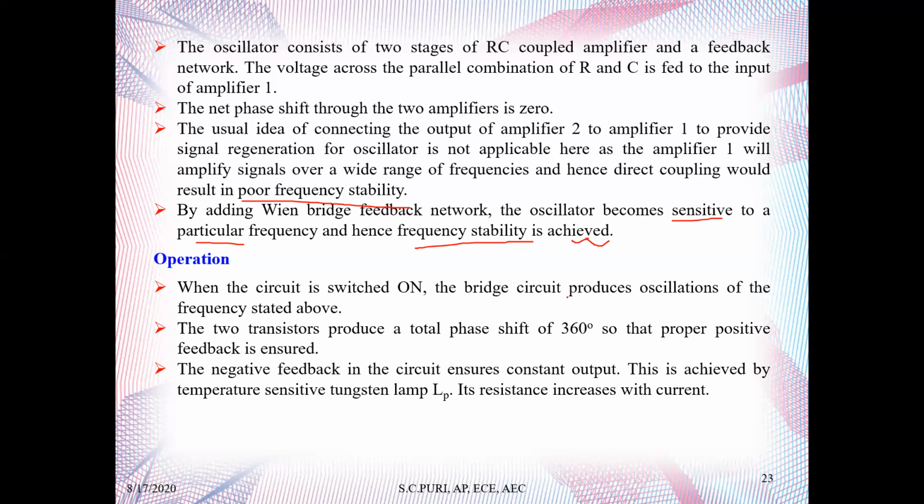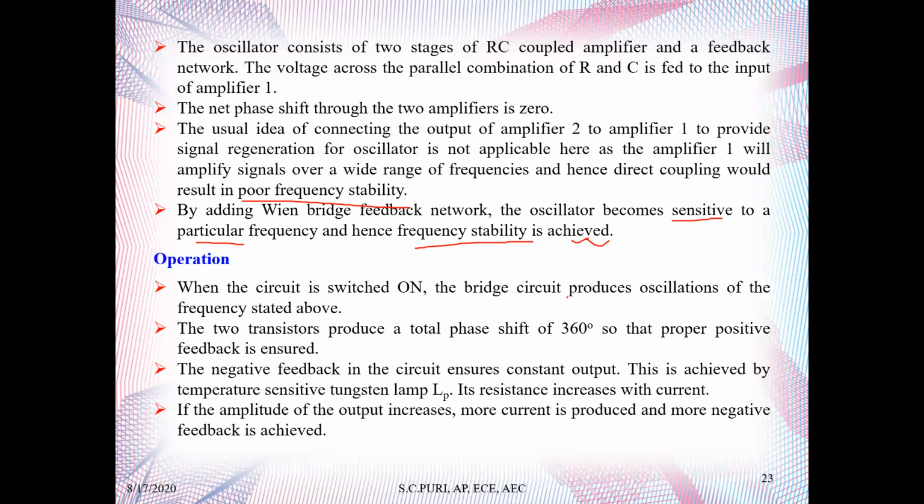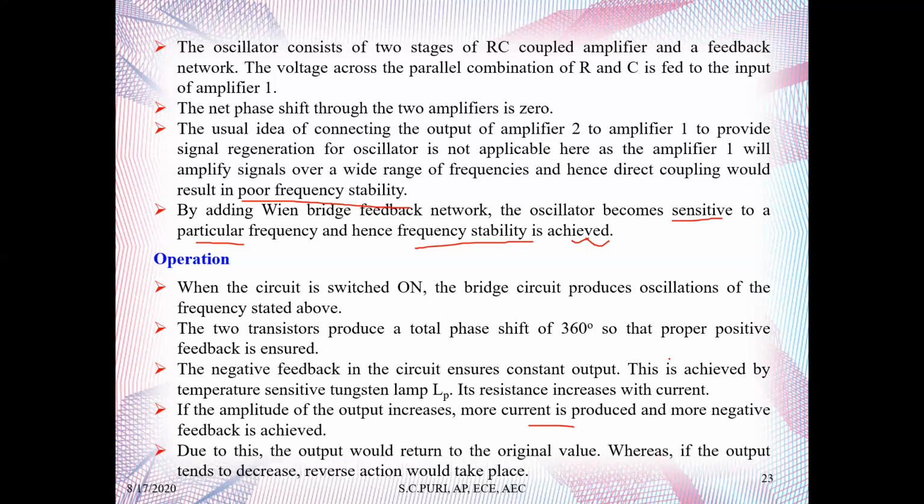Its resistance increases with current. If the amplitude of the output increases, more current is produced and more negative feedback is achieved. Due to this, the output will return to the original value, whereas if the output tends to decrease, the reverse happens.